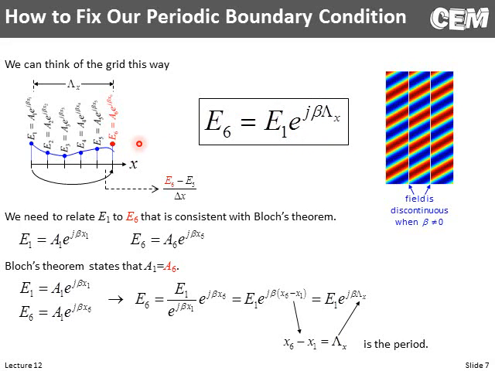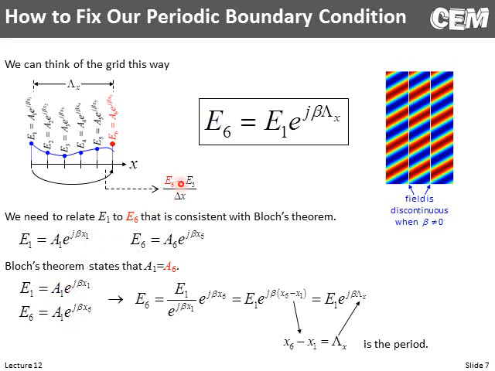So we want to use E1 in place of E6. Let's look at this in the framework of Bloch's theorem. So I can write E1. Now I have this amplitude term and I have a phase term. I can write E6, which has an amplitude term and a phase term. Well, not surprisingly, since it's the amplitude term that has the same periodicity as the structure that it's in, we can write that A1 has to equal A6. So these two equations now become these two equations, where I've eliminated A6 and just put A1 in everywhere.